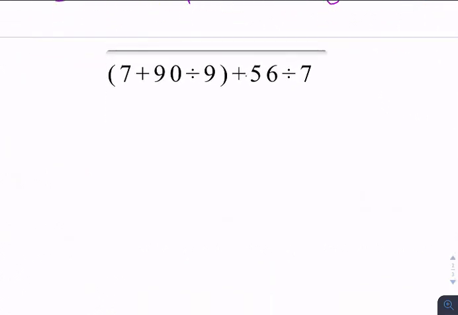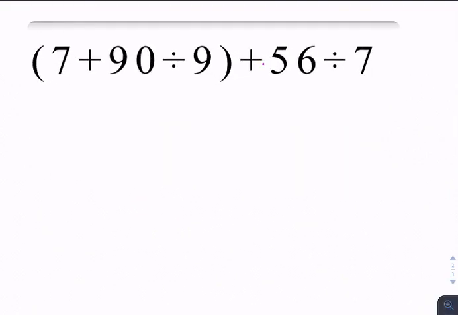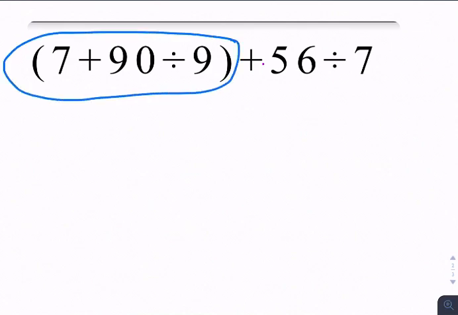So let's practice circling the terms. For this one, all of this is a numerical term because it is inside parentheses. We have some addition, we have some division. So inside of that term, we will have to apply order of operations as well. We have 56 divided by 7. So really the only thing that's outside is going to be addition or subtraction. If it's not inside parentheses, addition and subtraction will never be circled as part of a term.